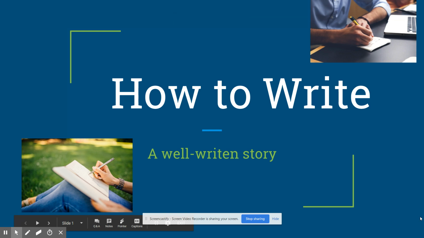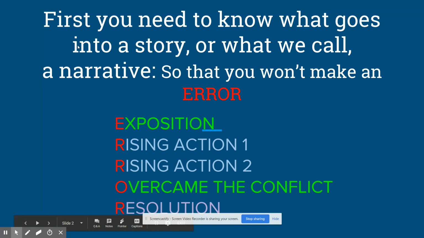All right, today we're going to talk about how to write a well-written story. Specifically, we're going to be talking about organization. So the first thing that you need to know about what goes into a story, or what we call a narrative, is that you don't want to make an error. This is a mnemonic device. It's not exactly perfect, but it's something to keep in mind when you're thinking about how to organize your story.